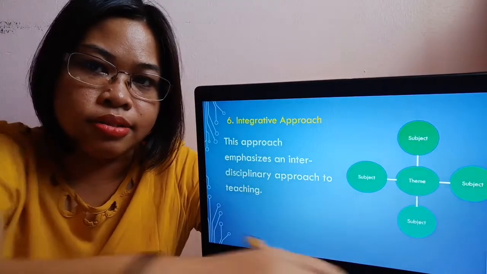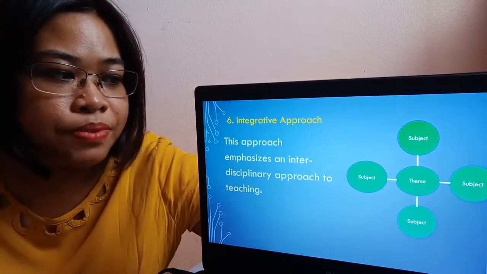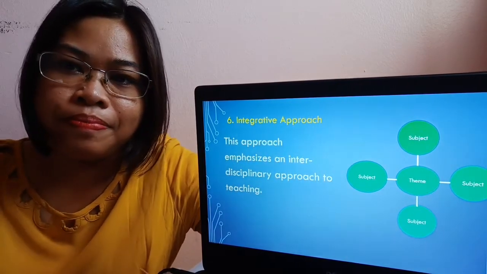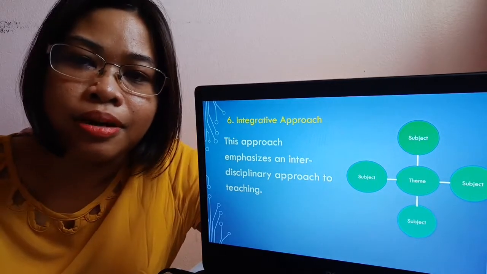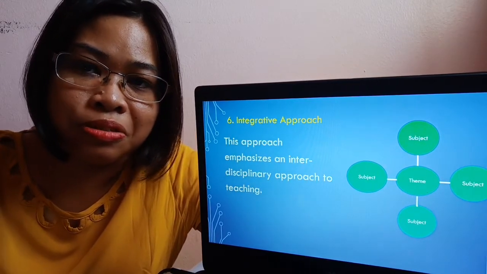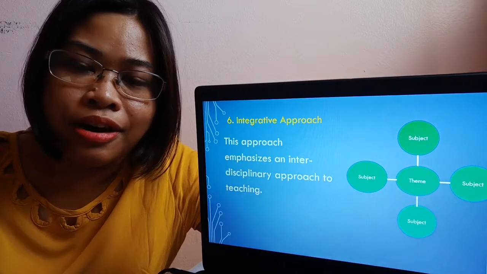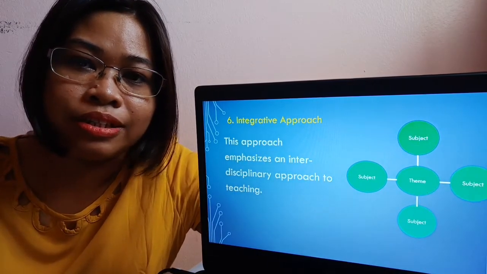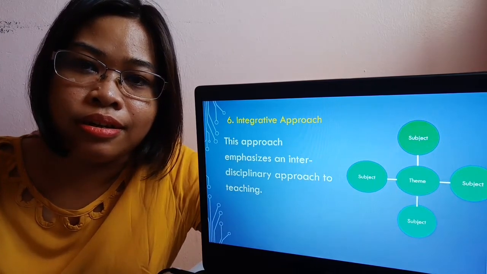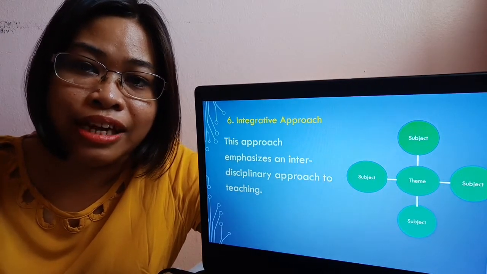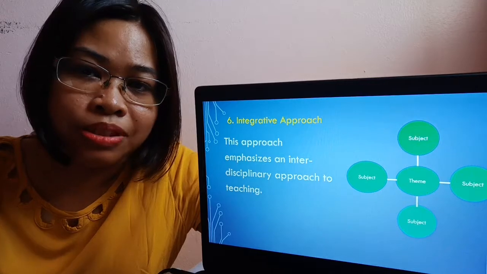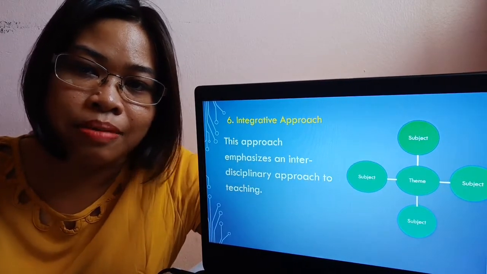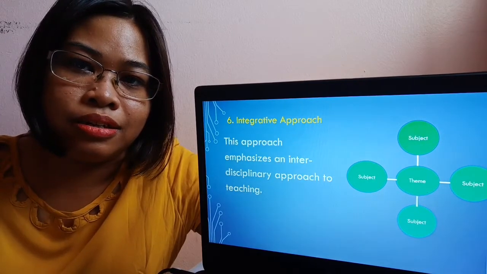Next is the integrative approach. This approach emphasizes an interdisciplinary approach to teaching. In this approach, teachers organize curriculum around common learnings across disciplines. An example of this is learning math and science concepts and skills while singing, sculpting, painting, and dancing.